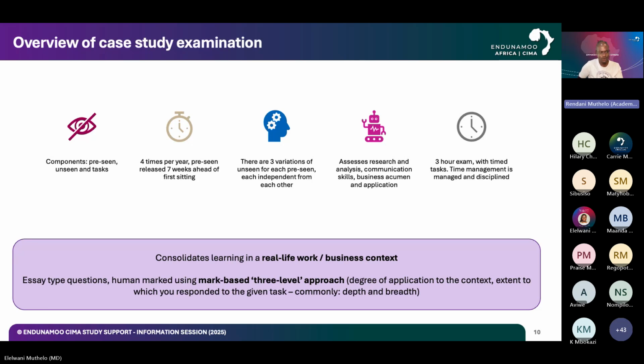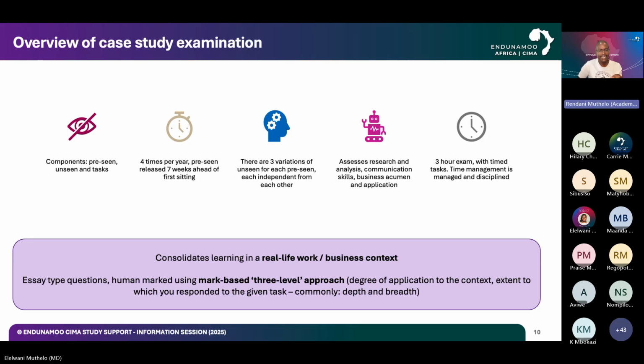All right, so how does it work? The way that it works is as follows. You get the pre-seen 7 weeks ahead of the first sitting. So in April, there's going to be a pre-seen released for the May sitting. That is what it means. I think the first one for the management level is at the end of this month, and the first week of April is the strategic level. So you get that pre-seen then.